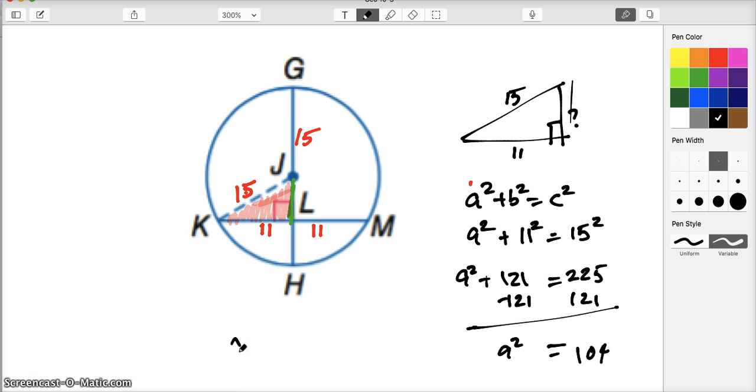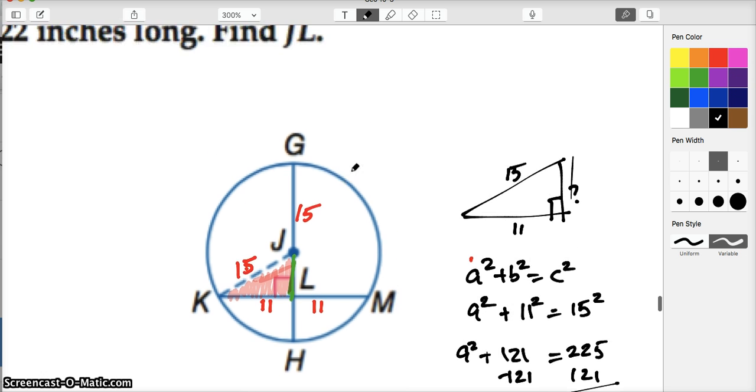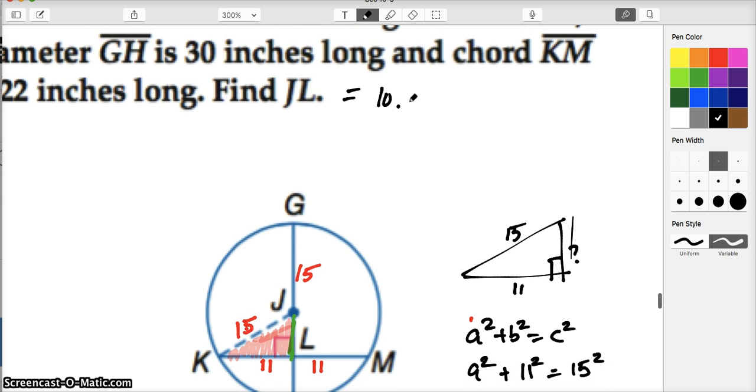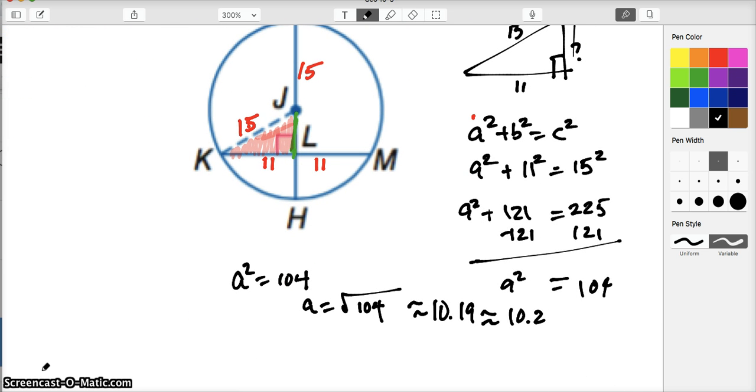I can calculate the value of a squared. 225 minus 121 is 104. So a squared is equal to 104. Therefore, a is equal to the square root of 104, which is going to be really, really close to 10. I'll use a calculator to confirm. I'm getting 10.19 or approximately 10.2. And so that would be the measure of JL, which was kind of a funky problem. That was kind of cool. 10.2. I don't know about you, but I like problems that make me think a little bit. Nobody? Anybody? Anybody thinking? All right, let's try the next one.